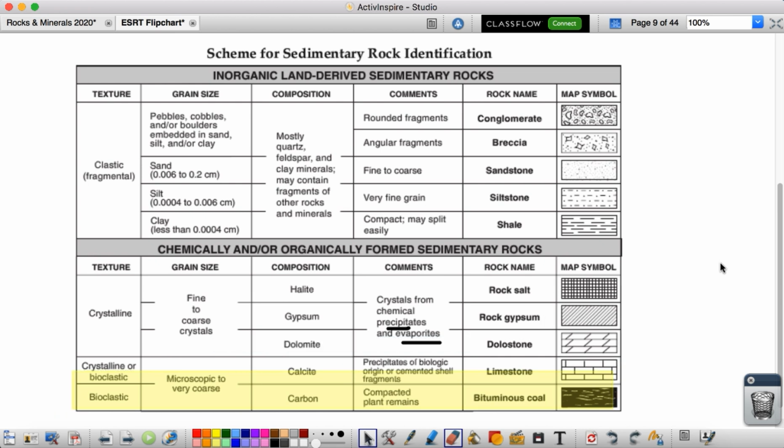Now, organic means that it was derived in some way from a living thing. And that's what these are. So we have two that we have in the ESRT. One is bituminous coal. Coal forms from millions and millions of years of plant matter that's been packed tighter and tighter and tighter and compressed.